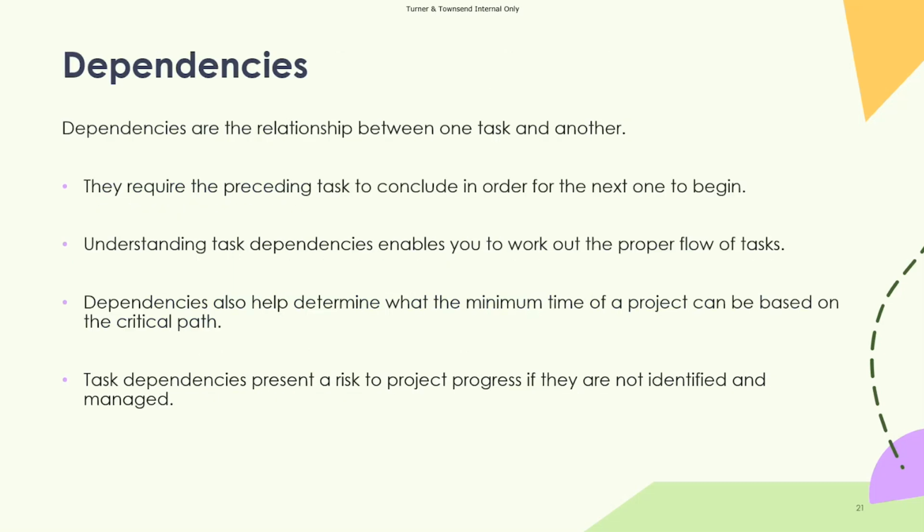So dependencies. These dependencies are the relationship between one task and another. The reason they're so important is that dependencies have a direct impact on the progress of a project. So from finish to start, the task dependencies require a preceding task to conclude in order to begin the next one. Understanding the task dependencies enables you to work out a proper flow of tasks and an optimal route for your projects.